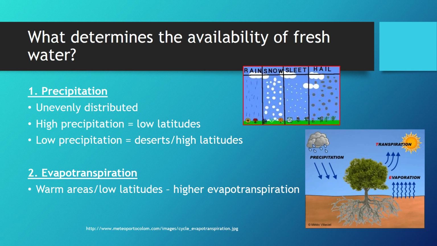So some areas naturally have higher rainfall and some areas low rainfall, so that's determining the fresh water in that area. But the other thing that determines fresh water is evapotranspiration. So that's the combination of evaporation, so the water coming up from the ground, and transpiration, which is the water coming out of the trees. And you'll note there that warm areas have got higher evapotranspiration.